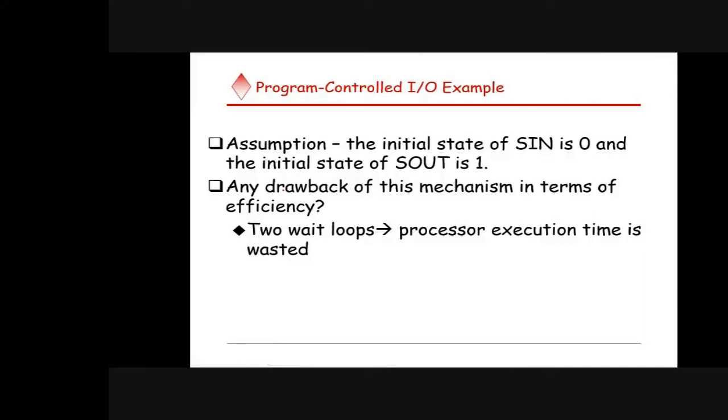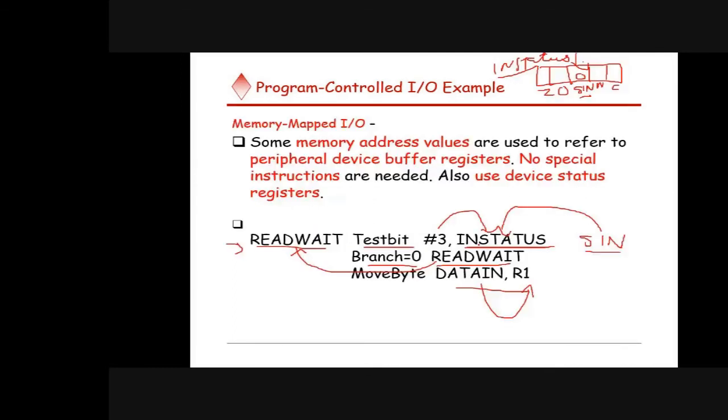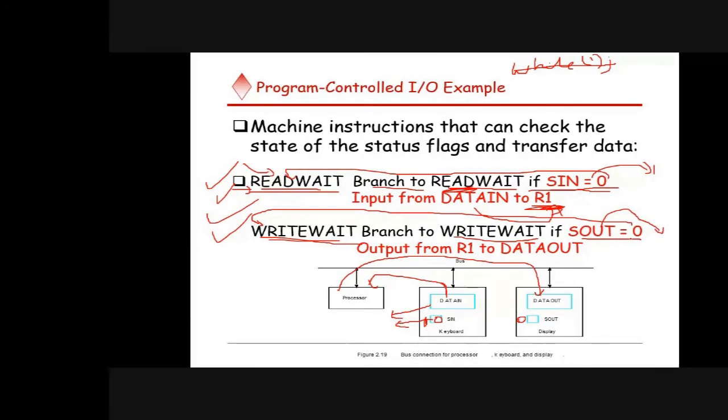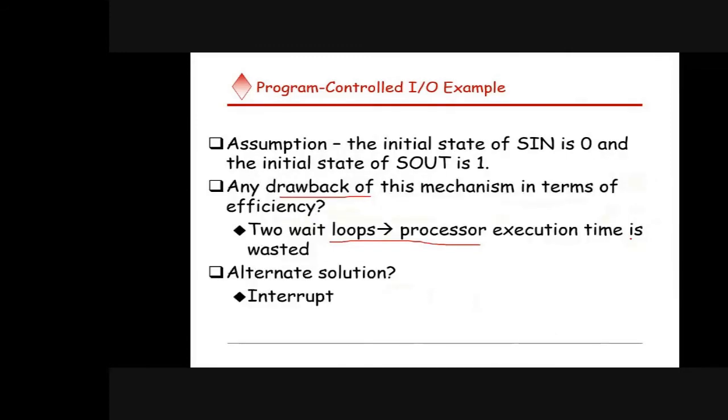So here you can see what is the drawback of this. Again and again the processor should check, you can see two continuous looping structures we were using. Here also you have a wait until your SIN is set to 1, you should wait. That is one wait in the reading process. And similarly, in the writing process also, the processor should wait until your S out is equal to 1. So those are the two waiting loops present inside this current scheme.